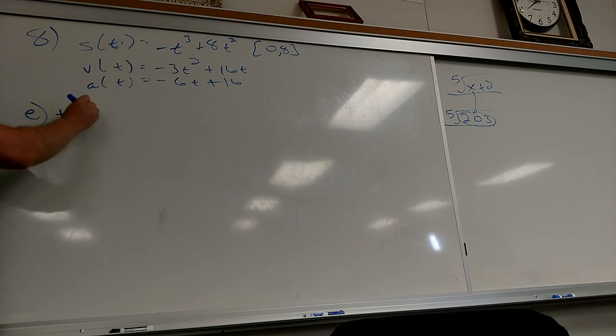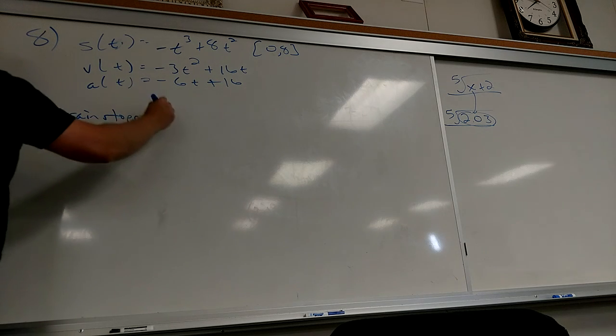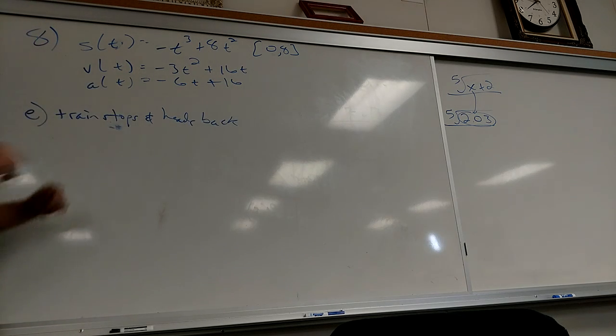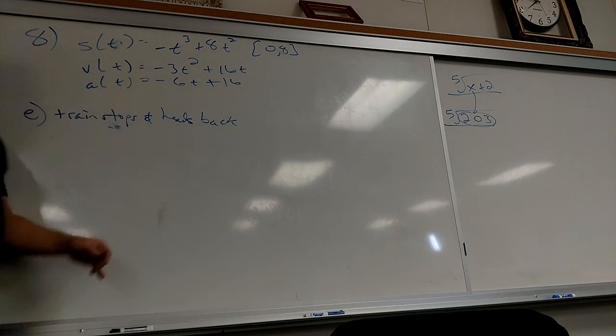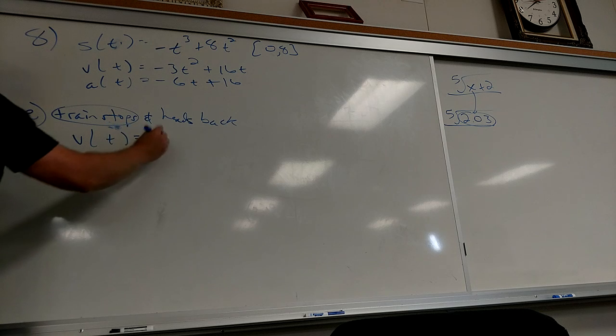Train stops and heads back. All right, this part, simple enough. How do you figure out when the train stops? Or it isn't moving, really, which is another way to say that. Yeah, figure out when the velocity is 0.